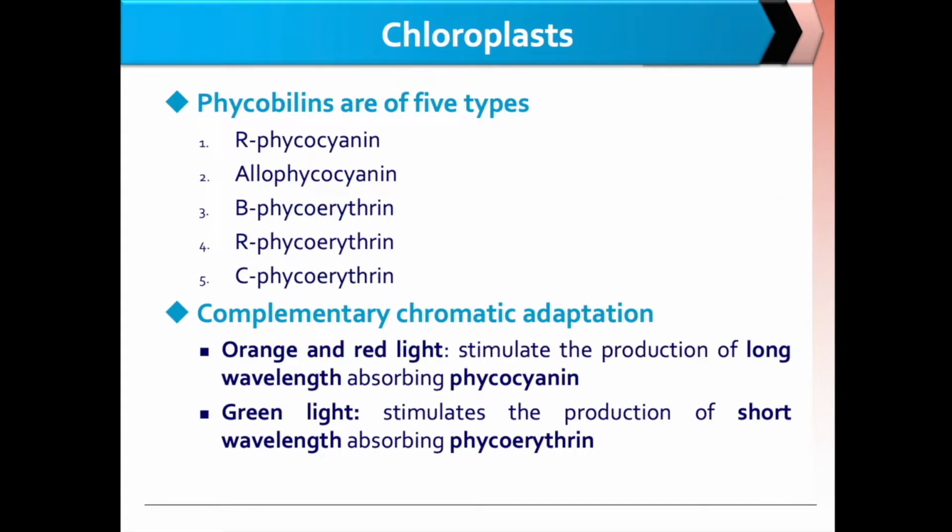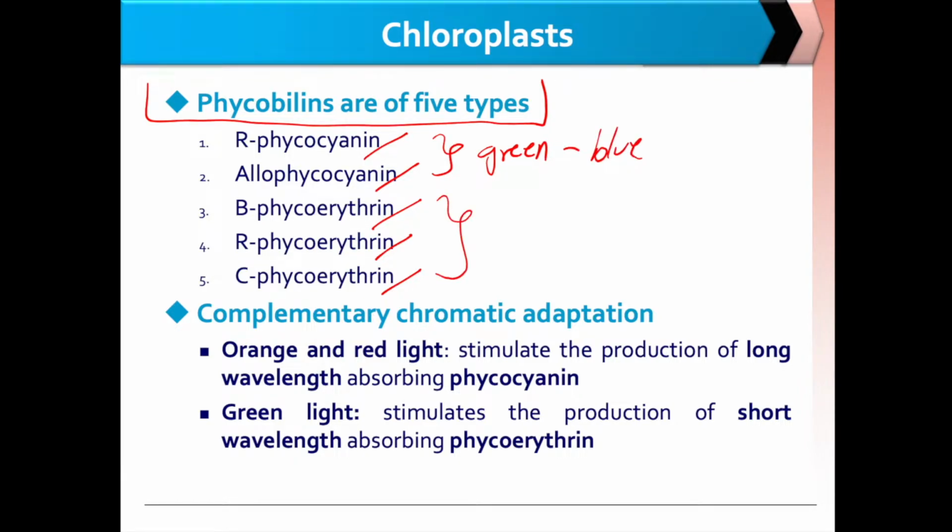Now, there are 5 types of your phycobilins in your rhodophyte representatives. We have your R-phycocyanin, allophycocyanin, B-phycoerythrin, R-phycoerythrin, and C-phycoerythrin. Your phycocyanins are usually greenish to blue in coloration, while your phycoerythrins, kasi nga erythrin, diba, red blood cells, these are more of a red to orange tinge yung kanilang kulay. Now, this is because your chloroplast or this organism exhibit what we call complementary chromatic adaptation.